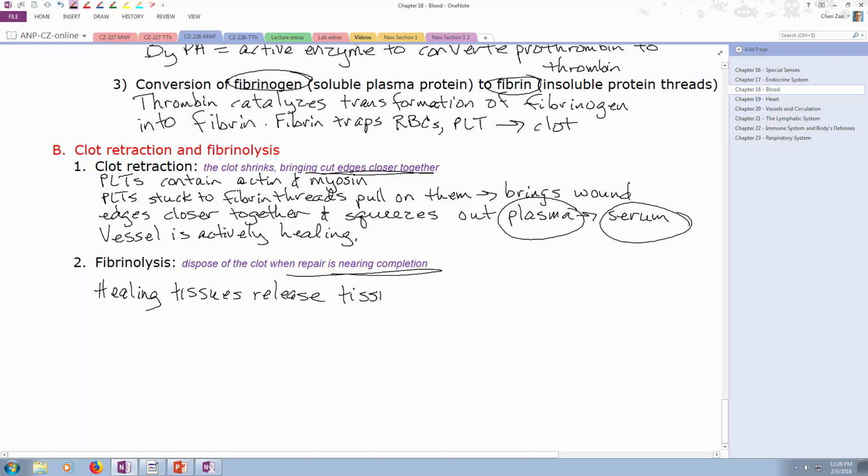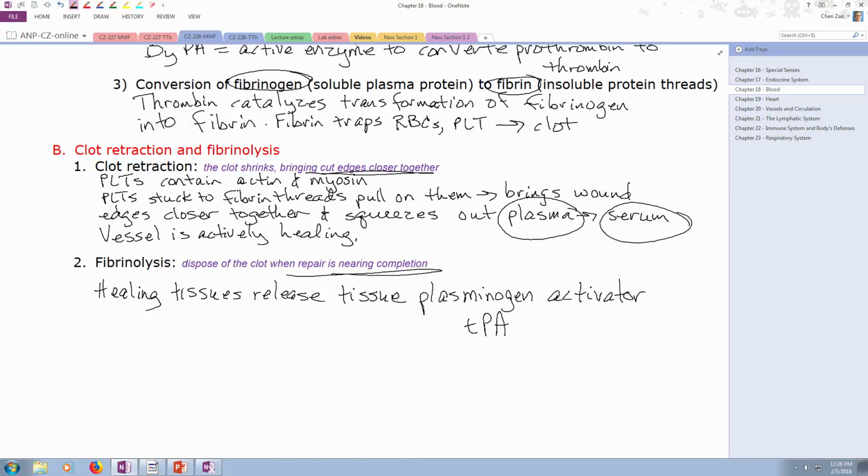release tissue plasminogen activator. This is typically abbreviated with a little t, capital P, capital A. And that way you don't mess it up with prothrombin activator. TPA. Has anybody ever heard of this outside of this lecture hall, TPA?